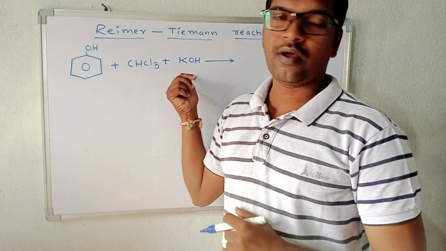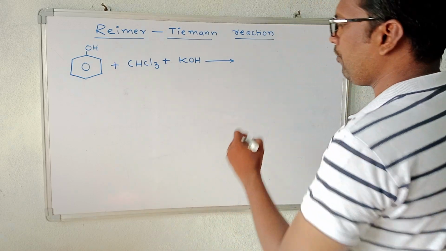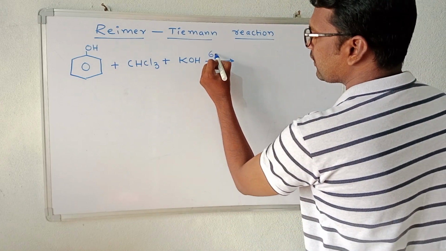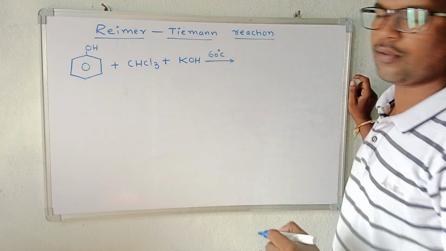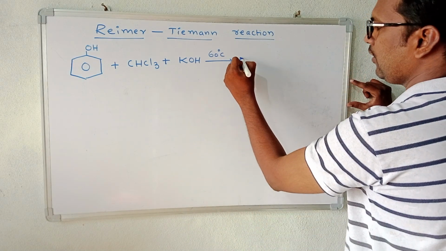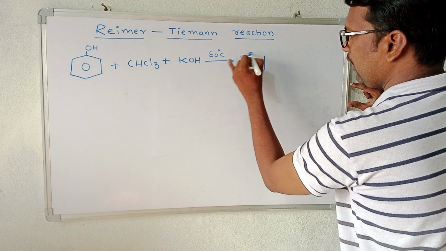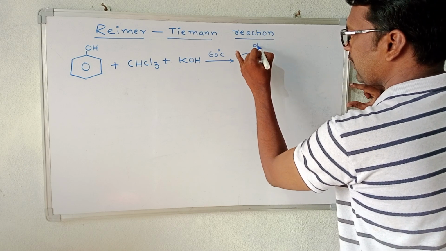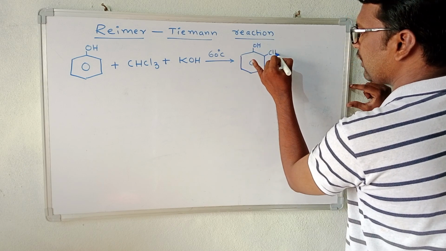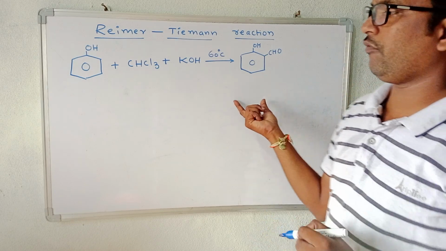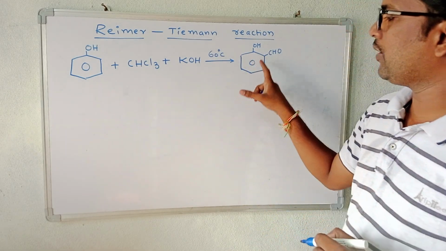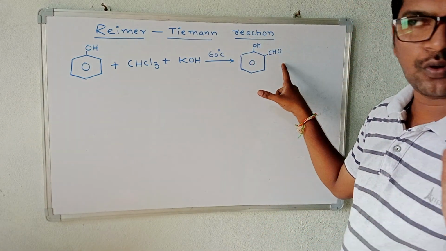Phenol in the presence of alkali reacts with chloroform, and this reaction generally takes place at a temperature of approximately 60 degrees. The product formed is like this. On the benzene ring an OH group is present, and the substituted group is CHO. It is the major product formed in this reaction. So on the benzene ring, two groups are present, OH and CHO.